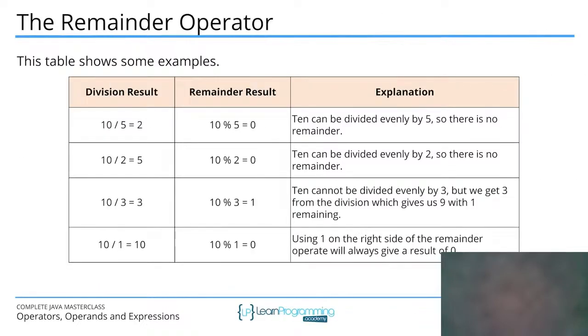This table shows some examples. In the first example, 10 can be divided evenly by 5, so there is no remainder. In the second example, 10 can be divided evenly by 2, so there is no remainder. In the third example, 10 can't be divided evenly by 3, but we get 3 from the division, which gives us 9 with 1 remaining. Finally, using 1 as the right operand always gives us 0, so it's unlikely to add value to your code.